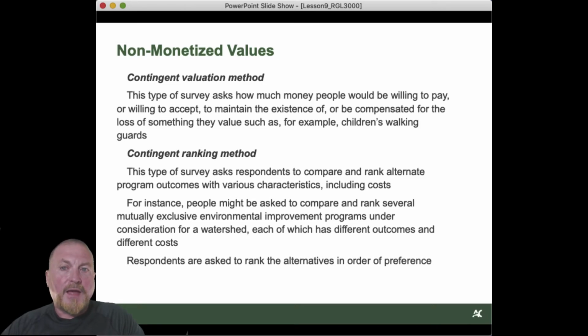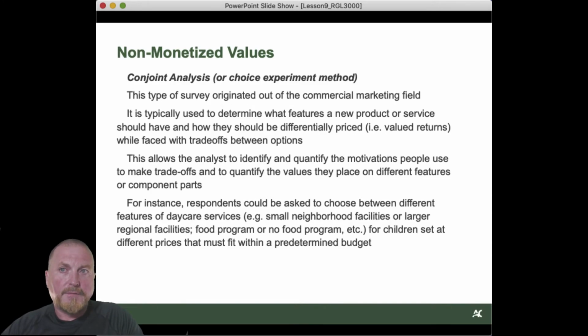All right, and that can help place a finer value on something, because now it becomes comparative. Much like your paper in RGL3300, you're starting to compare and contrast. And when you compare and contrast, you have a richer degree of information. All right. So respondents in this method are asked to rank alternatives in order of preference. All right. Conjoint analysis is another technique.